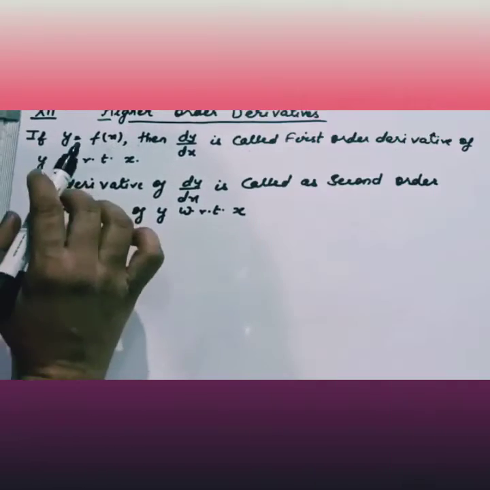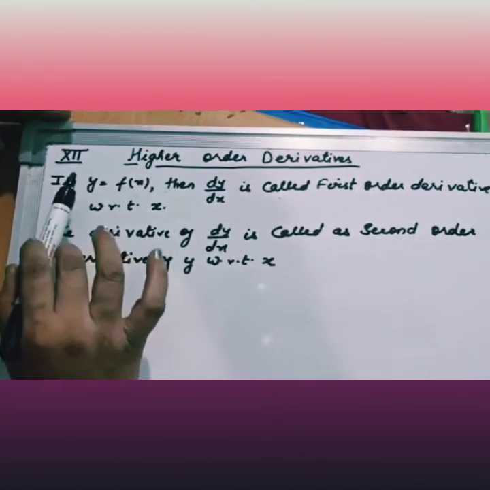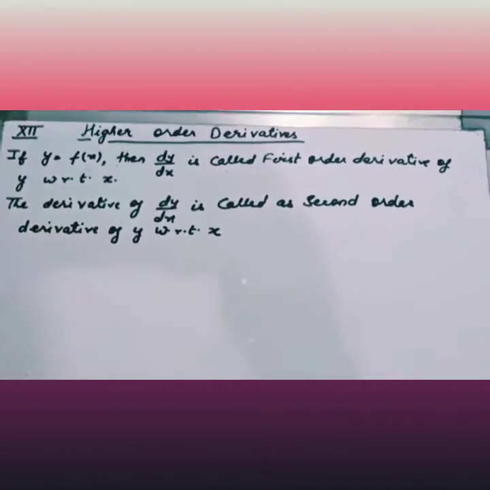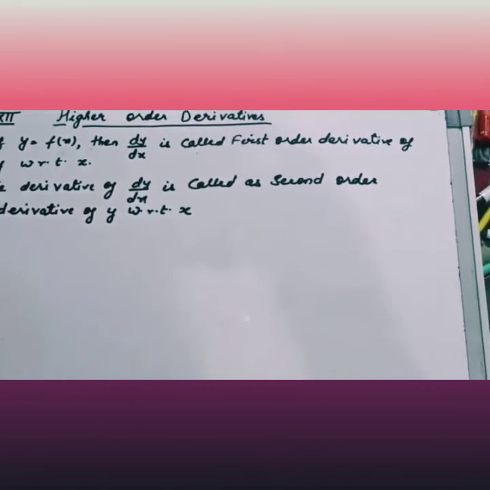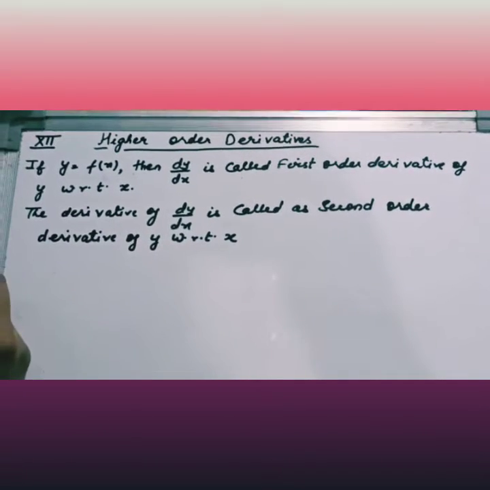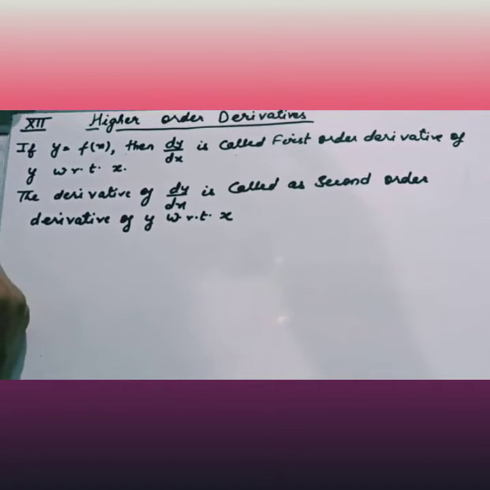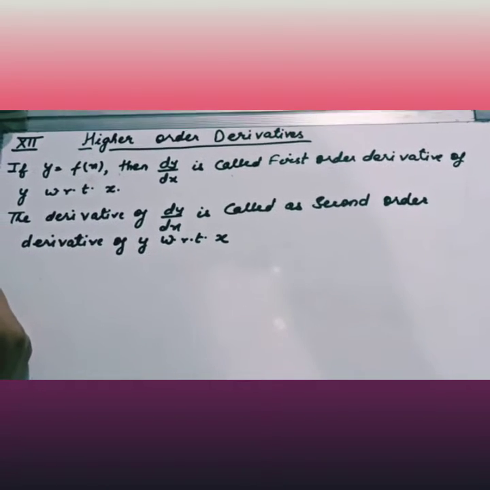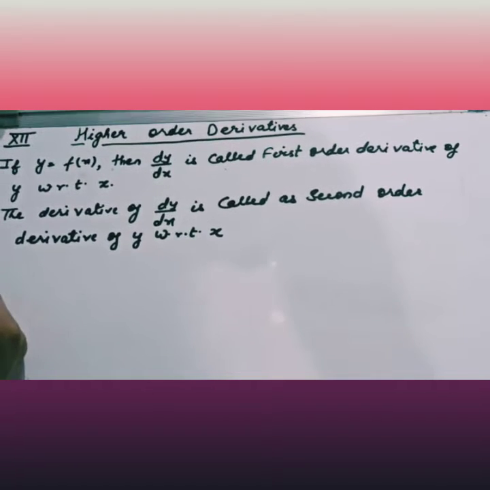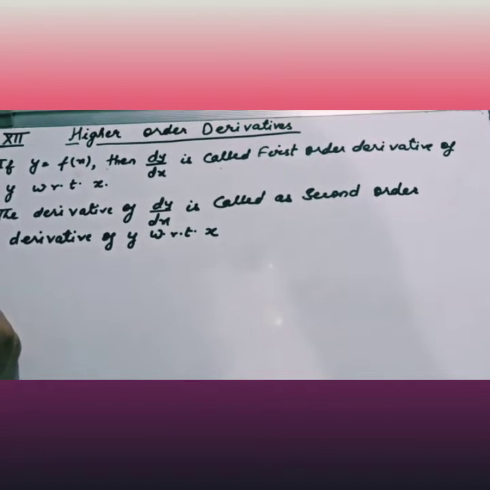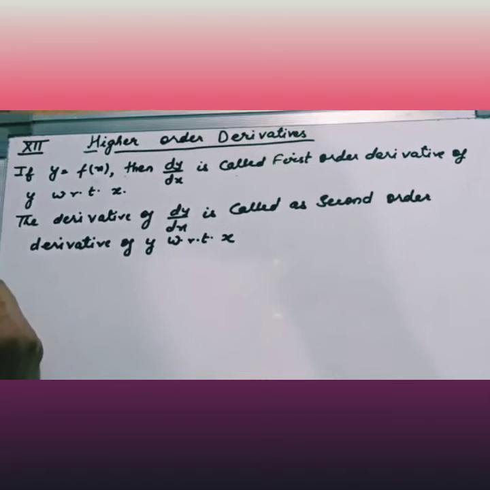Good morning, students. Today we discuss the next topic in chapter 5, that is higher order derivatives. As the name suggests, higher order means in this concept we need to differentiate a function more than one time. So if y is equal to a function of x, then dy by dx is known as the first order derivative of y with respect to x.